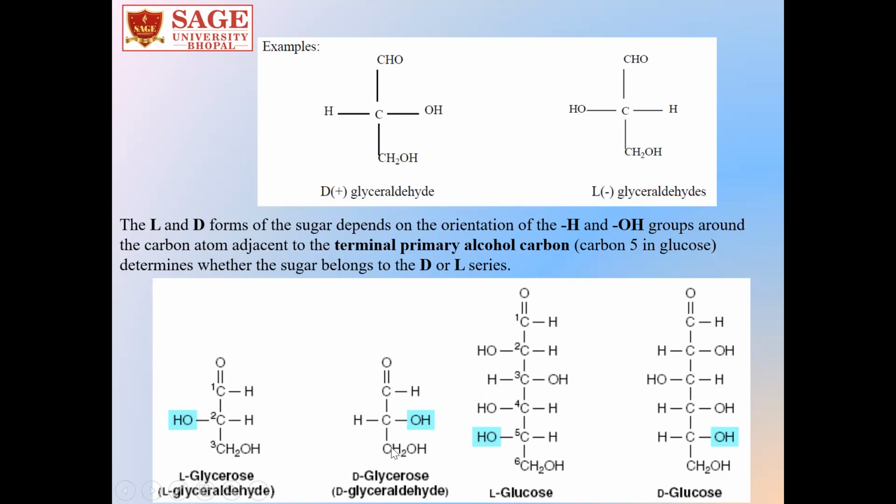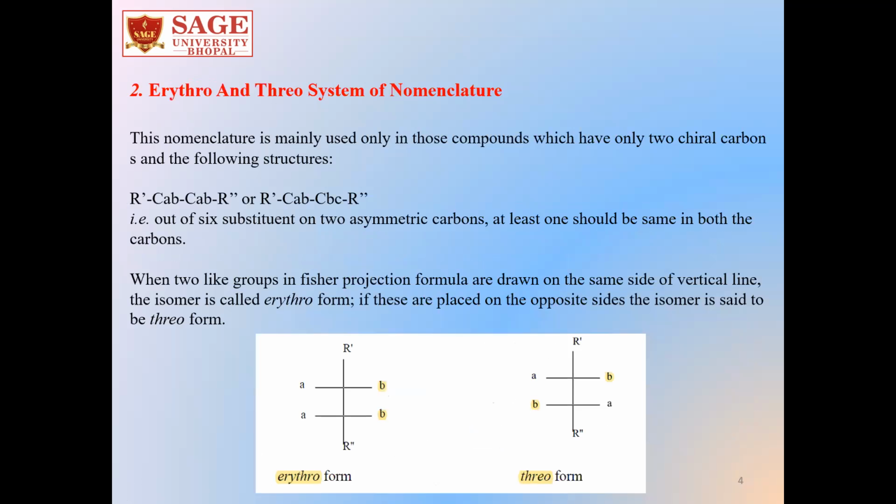In the second example, this one is the terminal primary alcohol carbon. This carbon is adjacent to it and the OH group is on the right hand side. So this is D-glycerose. In the third one, we can see the number 5 carbon is attached to the terminal primary alcohol carbon and OH is on the left side of this carbon. So this is L, and the other one, that is the fourth one, as the OH is on the right hand side of the carbon attached to the terminal primary alcohol carbon, this compound will be named as D-glucose. So this was the DL system of nomenclature.